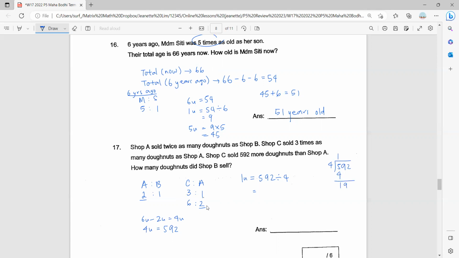So long division, then, is what do we get? Okay, we get 148. And what are we finding? How many donuts did shop B sell? So B is 1 unit. So that's the answer, 148 donuts.